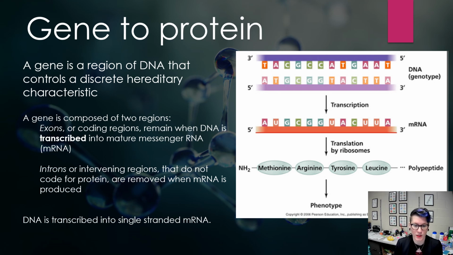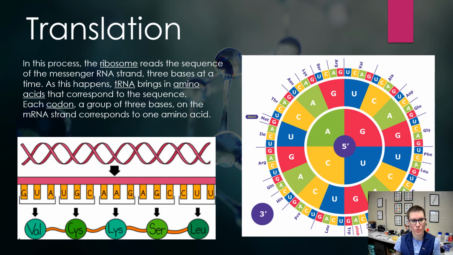RNA is transcribed into single-stranded mRNA. During translation, the ribosome will read the messenger RNA 3 bases at a time. Those 3 bases are a codon, and they correspond to an amino acid that will be translated.